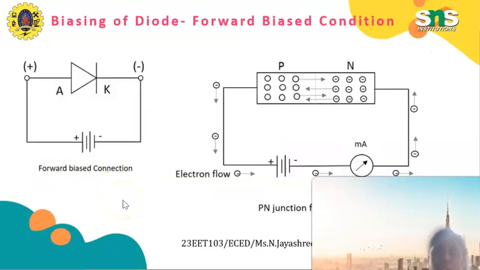So let us see the biasing. There are two types of biasing in this PN junction. Number one is forward bias. Number two is reverse bias. In the forward bias junction, the anode A is connected to the plus sign and the cathode is connected to the minus. So the plus indicates the positive supply and the minus indicates the negative supply. The anode is connected to positive and the cathode is connected to negative. This forms the forward bias.